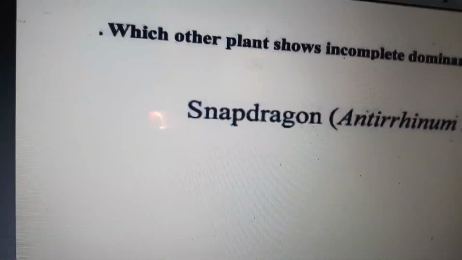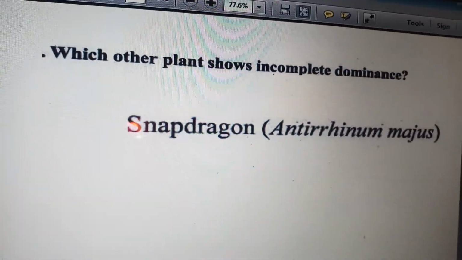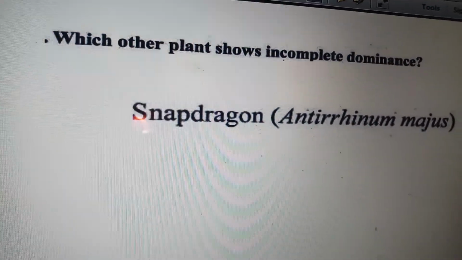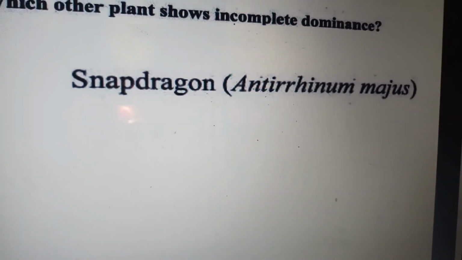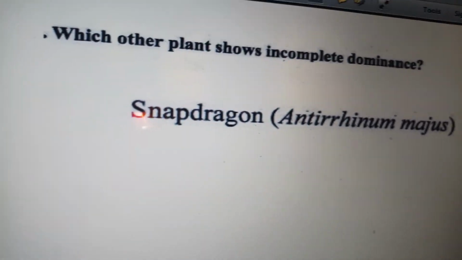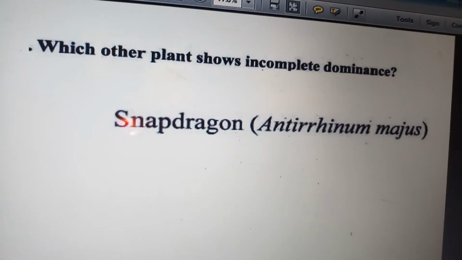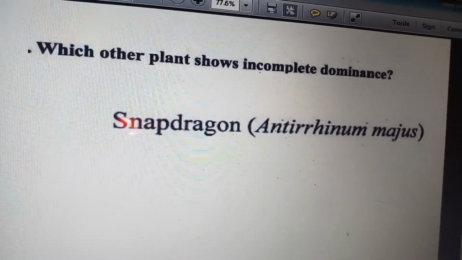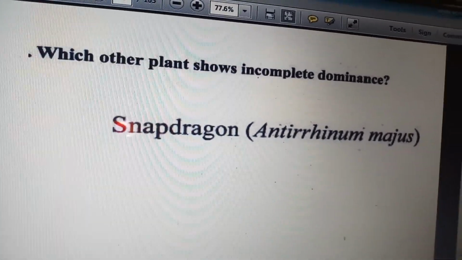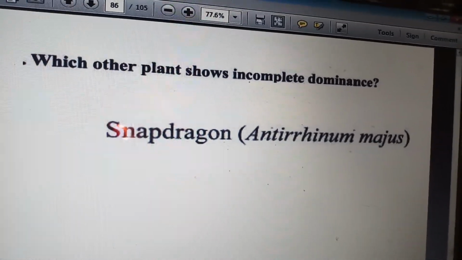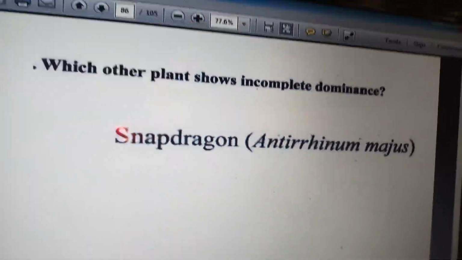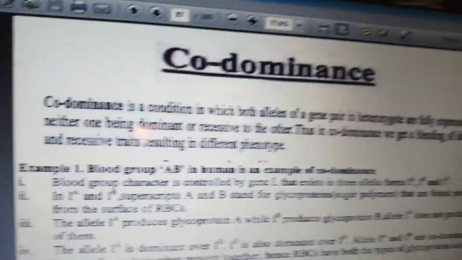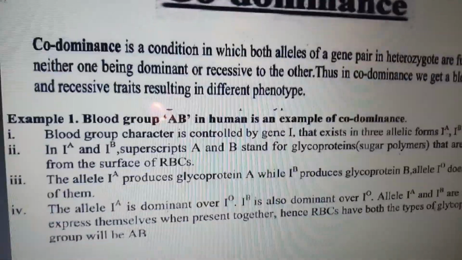Which other plant shows incomplete dominance? As I told you, another example of incomplete dominance is snapdragon, and its botanical name is Antirrhinum majus. In general questions, simple examples are asked, so you have to remember these two names. The examples of incomplete dominance are the 4 o'clock plant, Mirabilis jalapa, and snapdragon, Antirrhinum majus. Now the next subtopic is codominance.